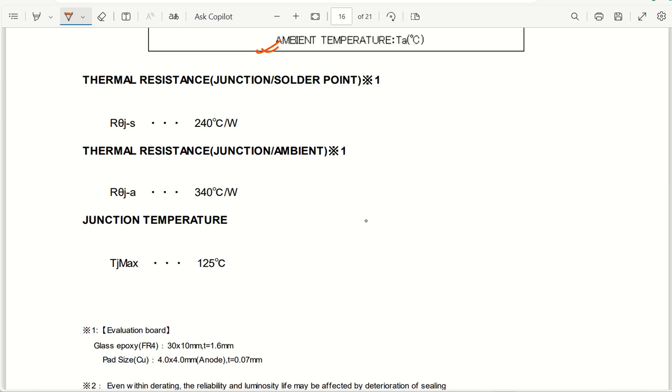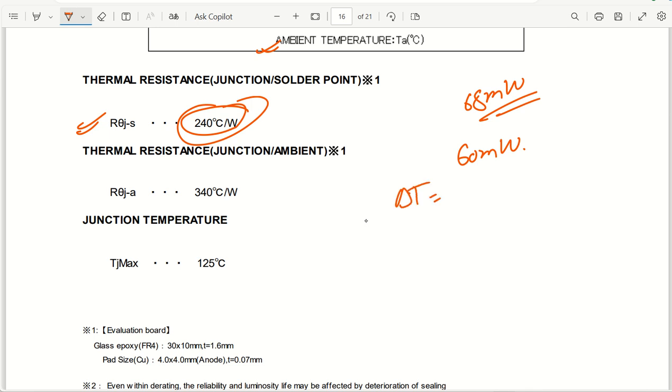Okay, coming back to thermal resistance. The thermal resistance value for 1 watt of dissipation is going to give you a 240 degrees centigrade increase in temperature. As you saw, 68 milliwatts was the capability, so 68 milliwatts is not going to increase the temperature by 240 degrees centigrade. It will be very much less. Let's say you are dissipating 60 milliwatts of power, then the delta T, the temperature increase, is 240 degrees centigrade per watt multiplied by 60 milliwatts.